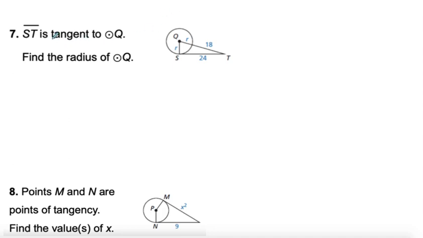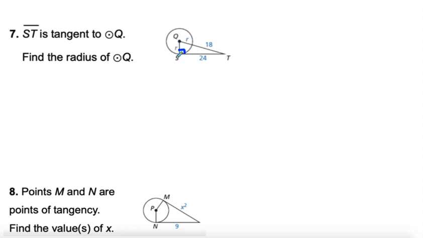For the next problem, I'm told that ST is tangent to circle Q. So that means that this right here is a right angle because I know that the tangent segment is perpendicular to my radius. And now I want to find my radius of circle Q. So I'm going to kind of do what I did before. I'm going to use my Pythagorean Theorem. However, this time I do know it's true. And I'm going to use that to solve for R.